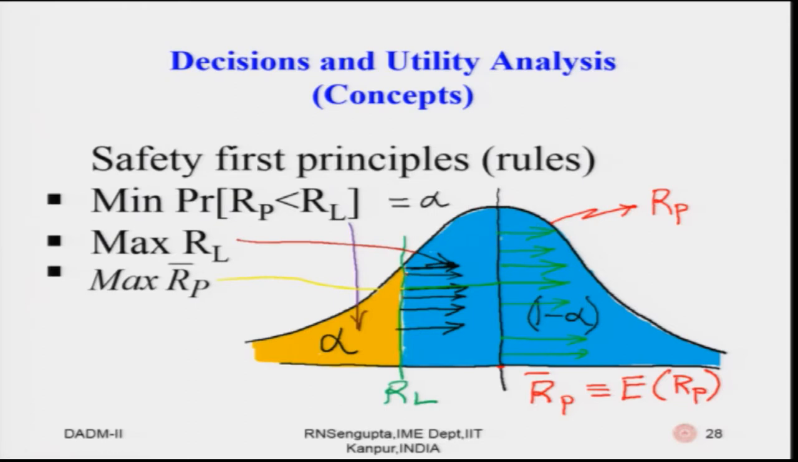So these green actually mean where I am highlighting, that means you are pushing RP bar, the average value, which is the third rule. Maximizing RL, that means you are trying to push RL onto the right. So these are actually brown, but they become black because the background is blue. So these are the values. And the first principle, safety first principle, the first bullet point is minimizing the probability. That means you are minimizing the alpha value and trying to basically maximize 1 minus alpha.